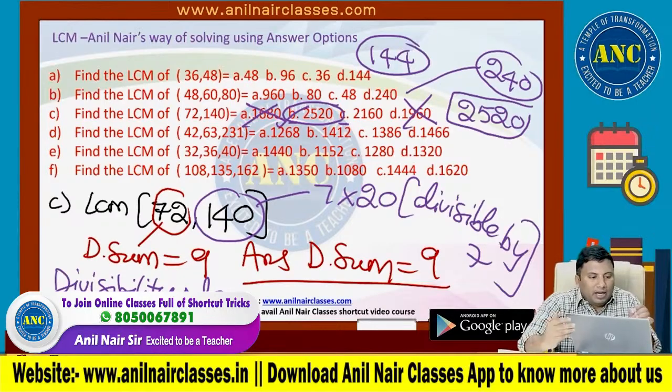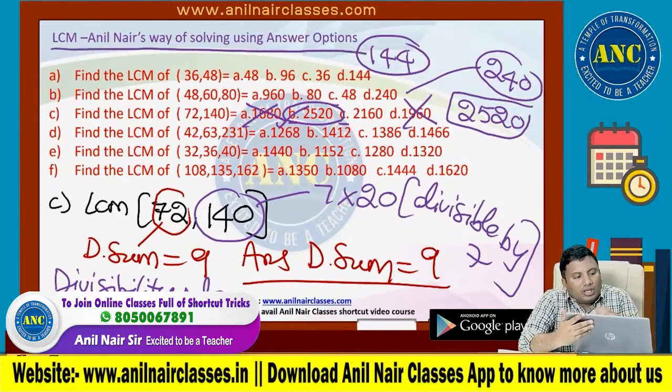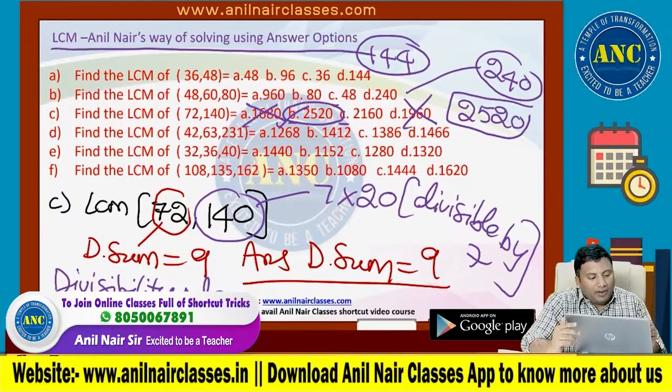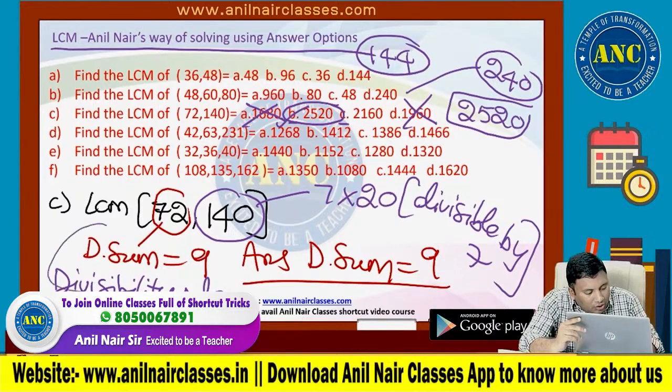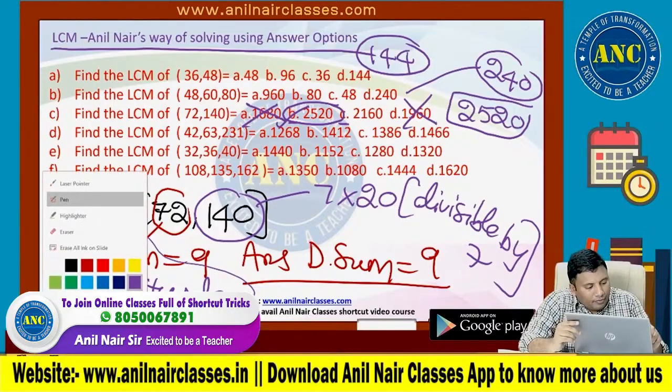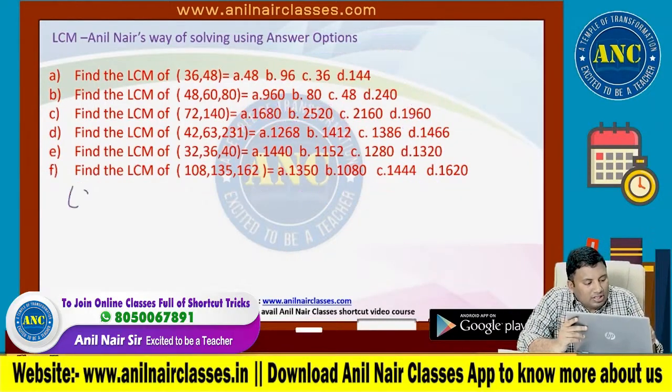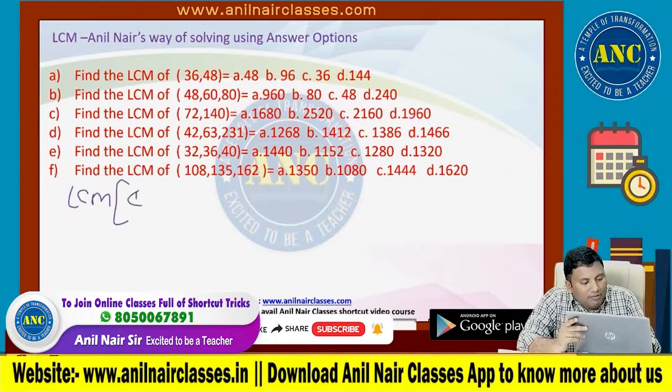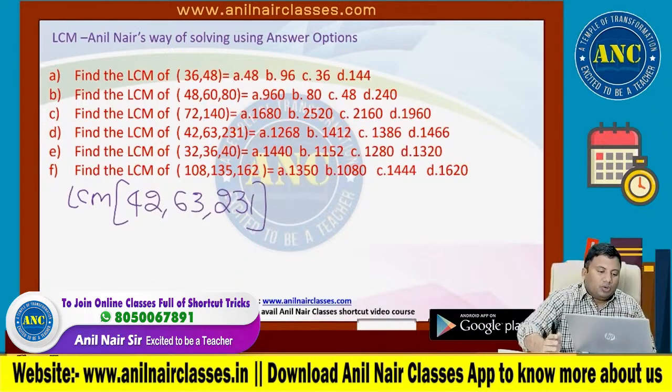Again, remember, you can also use answer options to find the LCM. Concept is use digital sum and use the divisibility rule. Fourth question. LCM of 42, 63, 231.